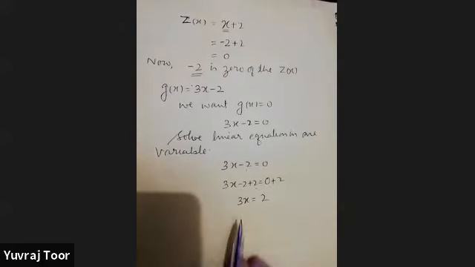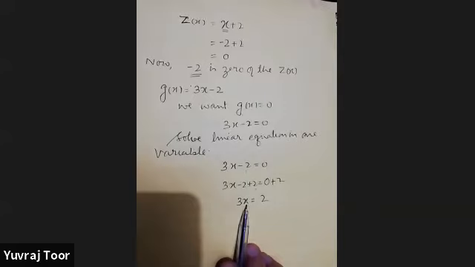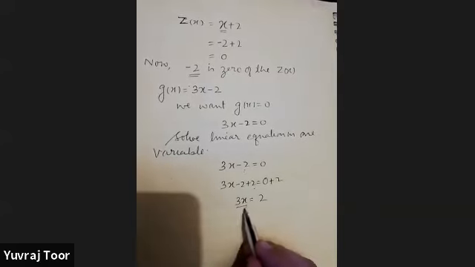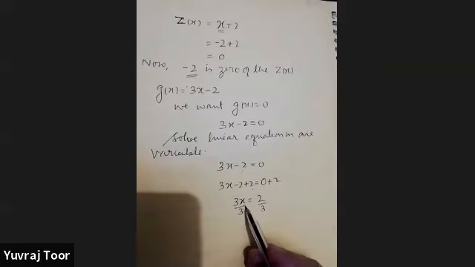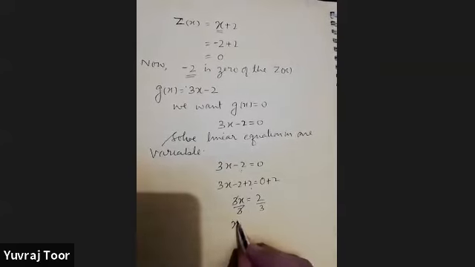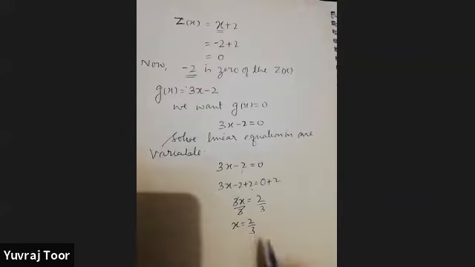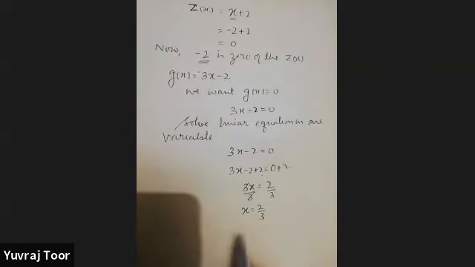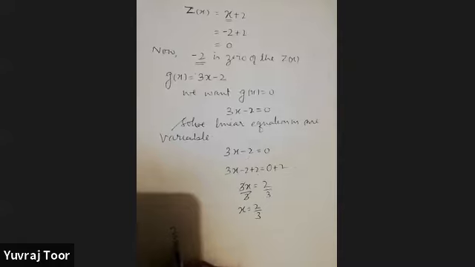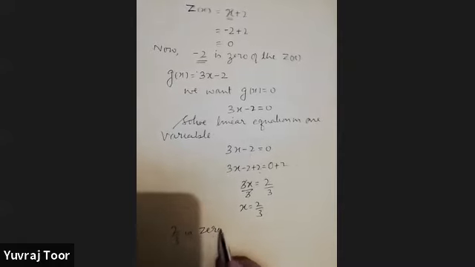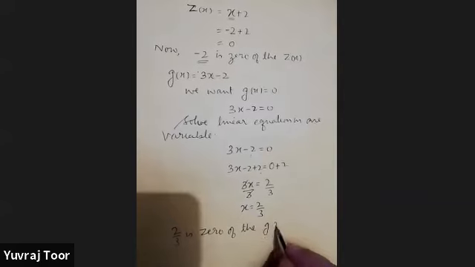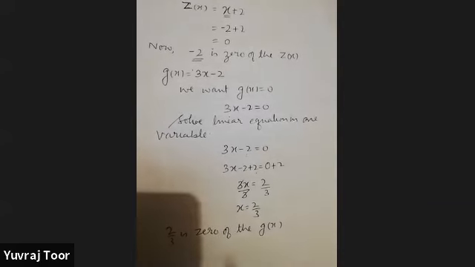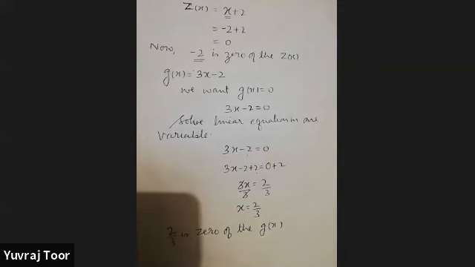Now I want to get rid of 3. 3 is multiplying on this side. So the reverse process is division. So I divide both sides by 3. And finally, I get to the answer x equals 2 by 3. What is this 2 by 3? Yes, 2 by 3 is the zero of the polynomial. So this is how we find the zero of the polynomial.